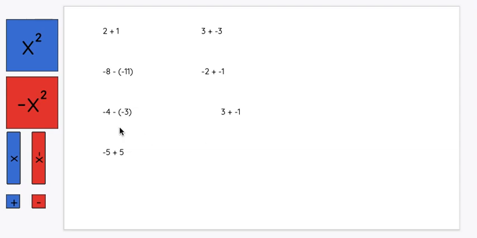Okay, so this is an example of how to do the algebra tiles. So this first one, you take 2 positive units, so that's your 2 here, and then you add 1 unit to that, and then you get 3 units.